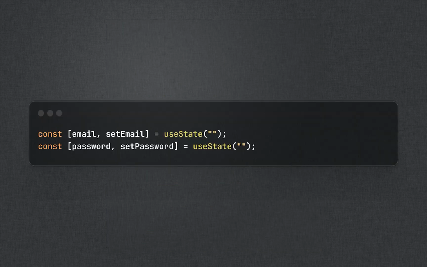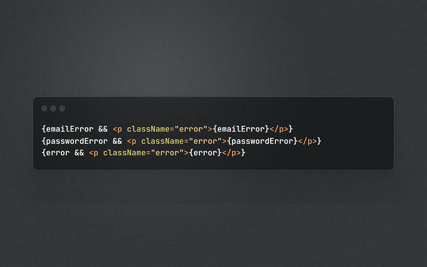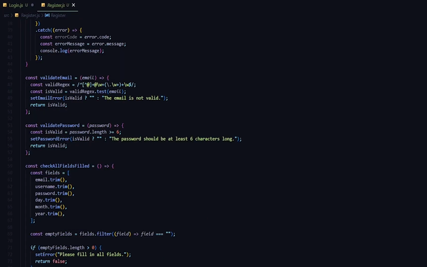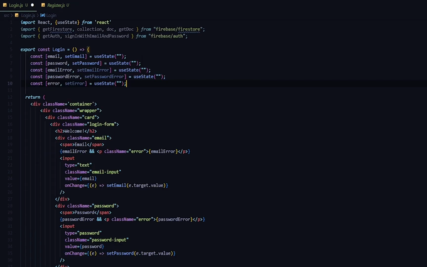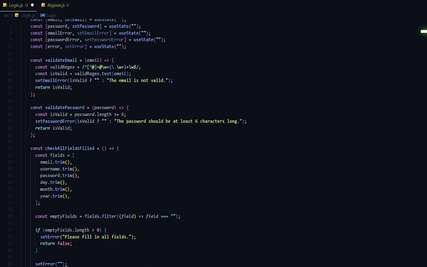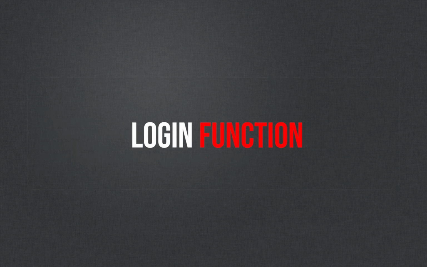In this component, we need 5 states, 1 each for the email and password, and 3 for the errors. Add the error messages where you feel they will look the best. And copy and paste the validate functions from the register component to the login component. Don't forget to add value and event listeners to the inputs. And now let's work on the login function.